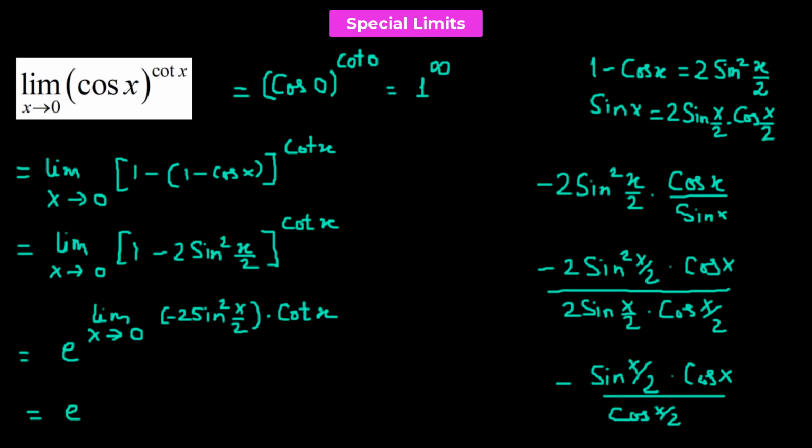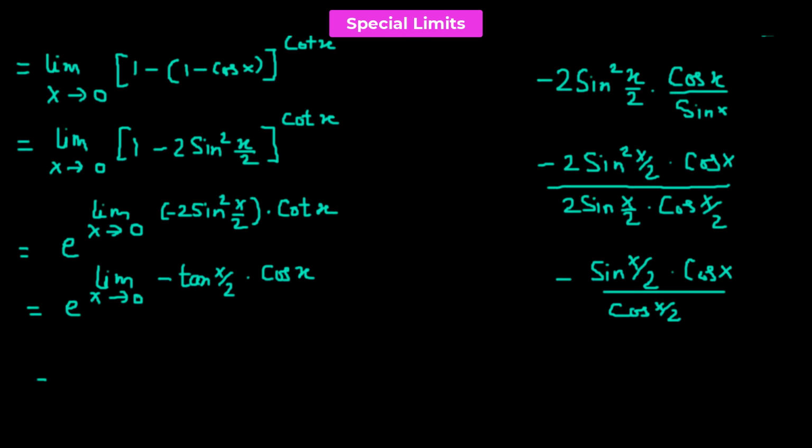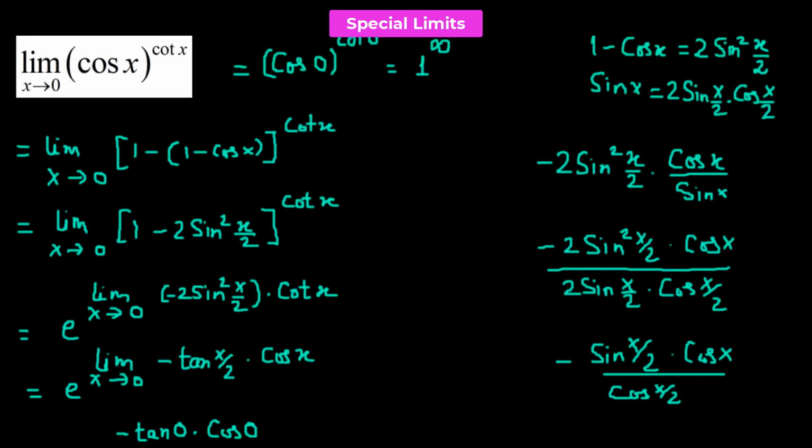So we have e raised to the power of limit x approaching 0 of negative tangent of x over 2 times cosine of x. Now let us substitute the value of x, that means let's evaluate the limit. So we have negative tangent of 0 times cosine of 0. Tangent of 0 is 0, so 0 multiplied by negative cosine of 0 will be 0. So we have e raised to the power of 0, which gives us 1. So this is going to be the limiting value of the given function when x approaches 0.